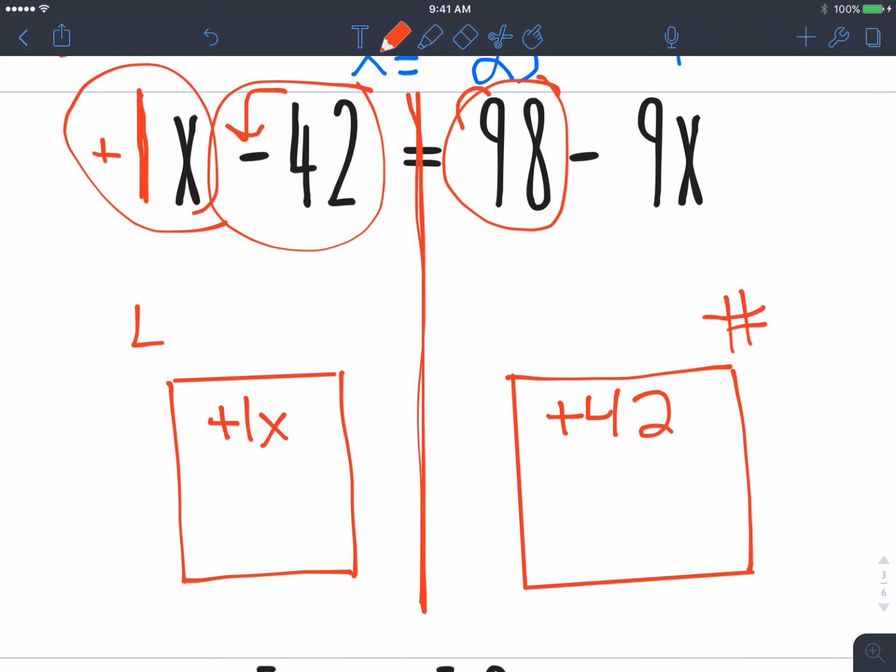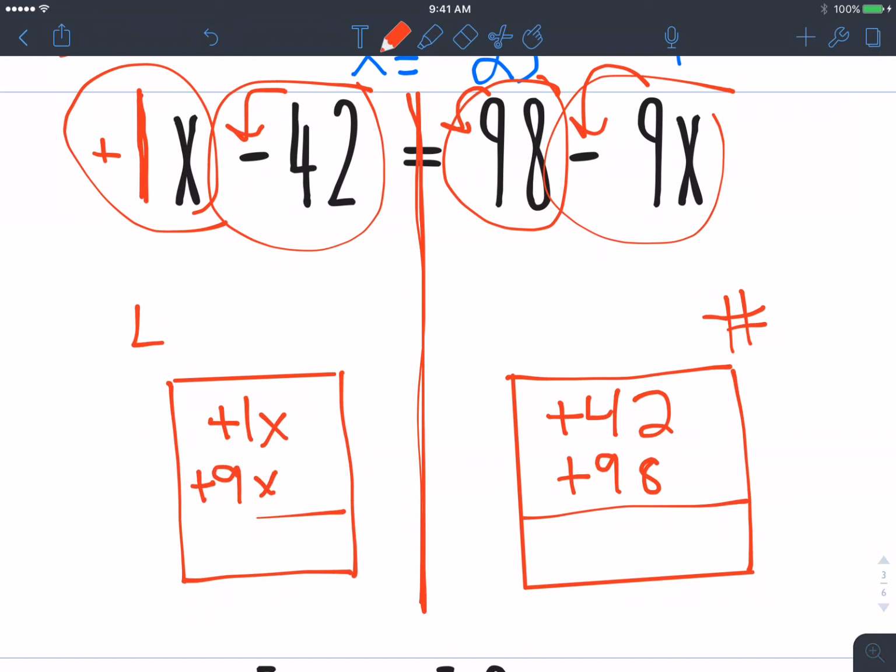My 98 is positive and is on the same side as my number box, so I'm just going to go ahead and drop them down. And my 9 is a negative 9, so in order to go to the other side, I have to add 9x. Then I'm ready to combine my boxes. 1 plus 9 is 10x.